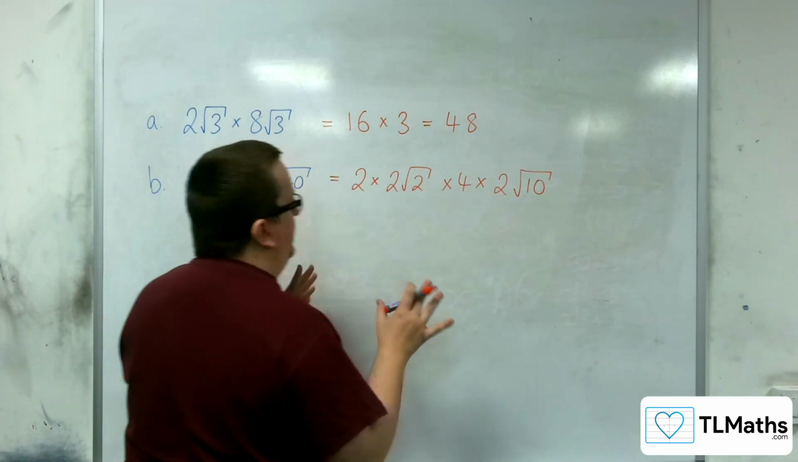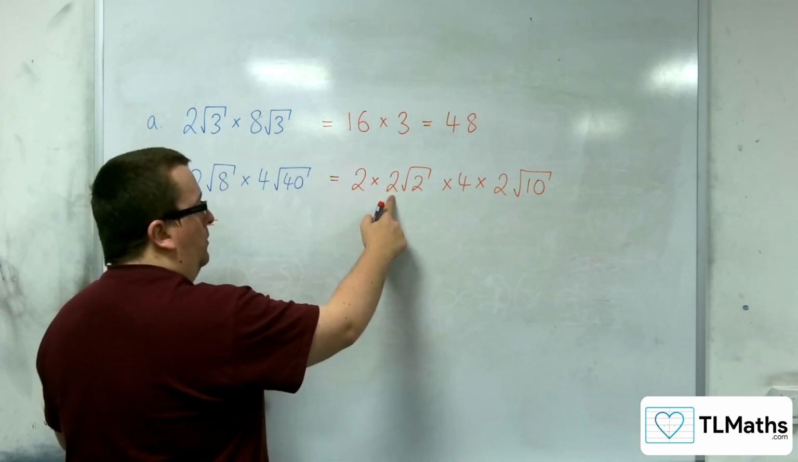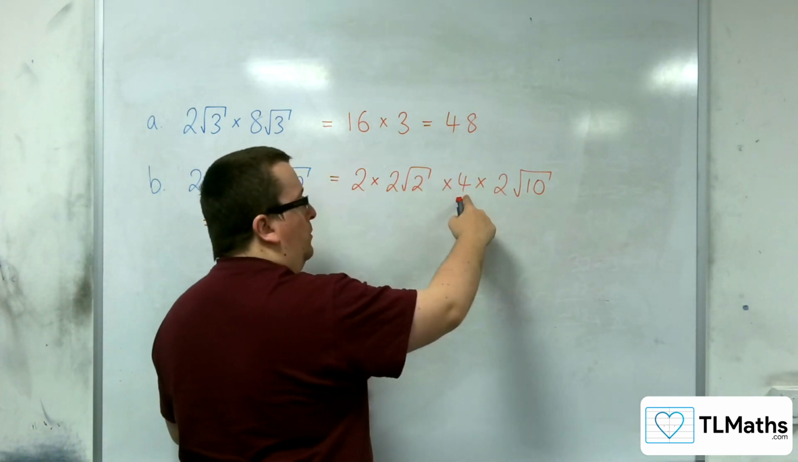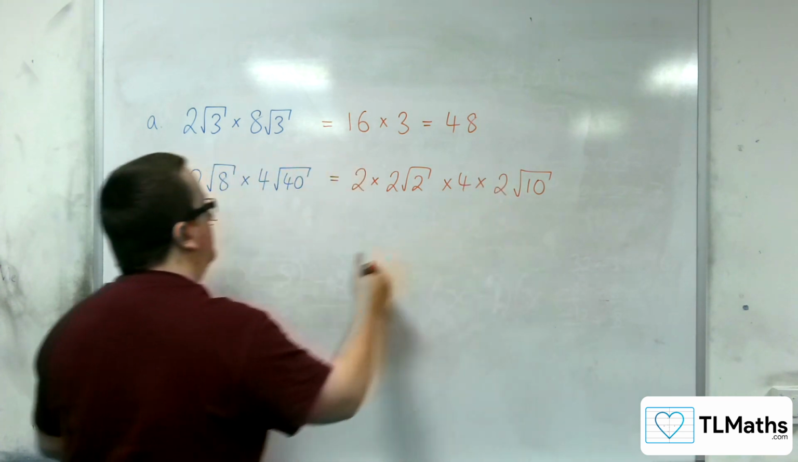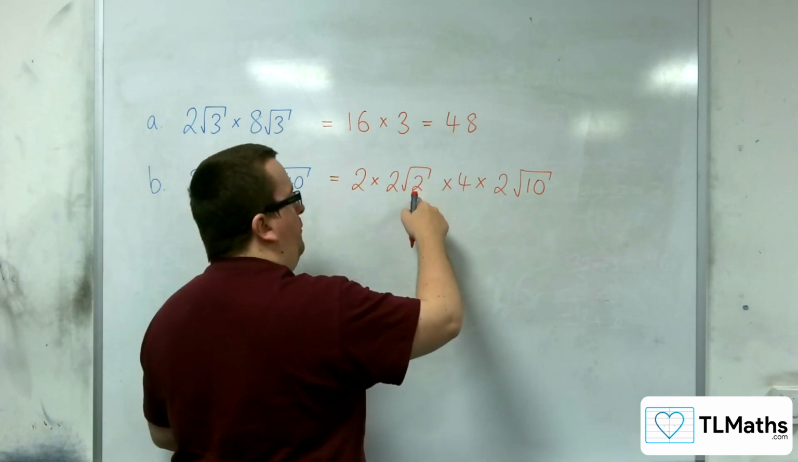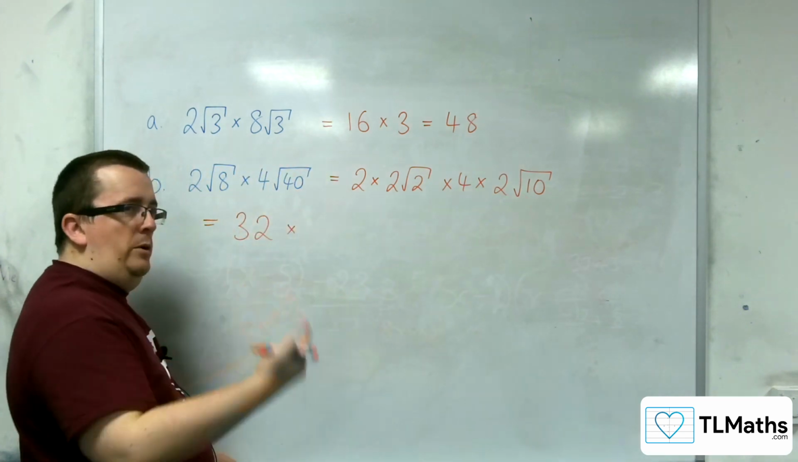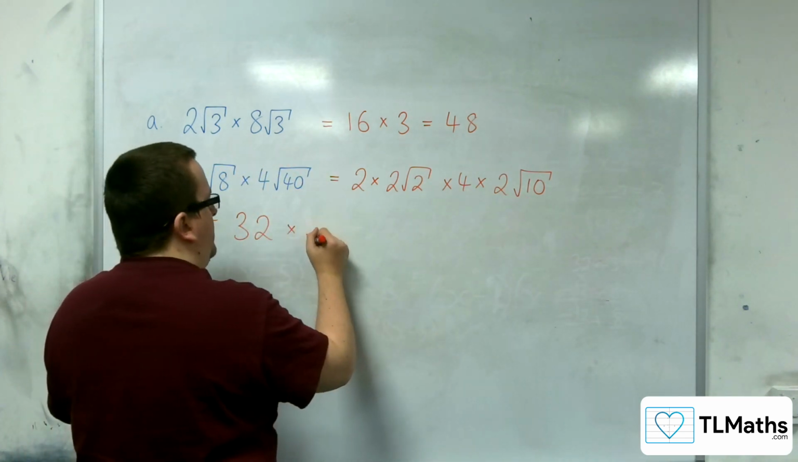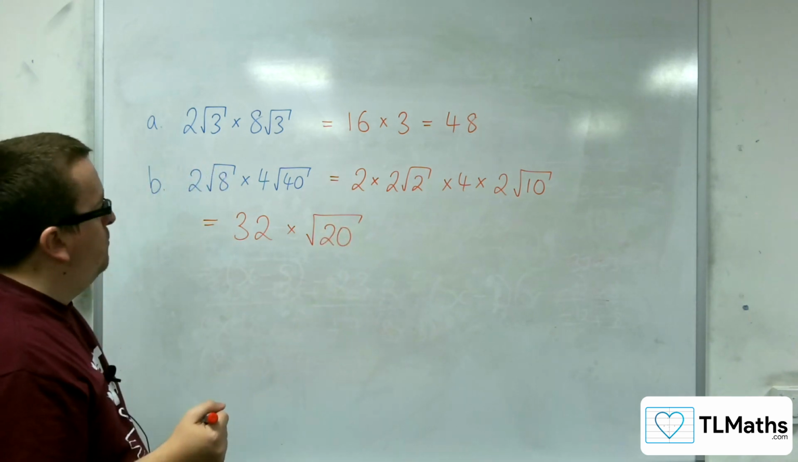Right, so let's tidy this. So I've got 2 times 2, 4, times by 4, 16, times by 2, 32. Then I've got this root 2 times root 10. Now root 2 times root 10 is root 20. Okay? Right.